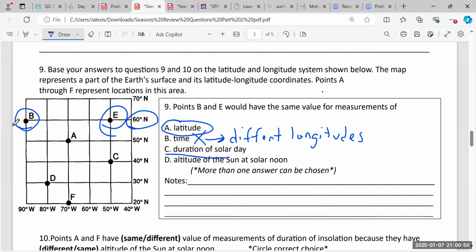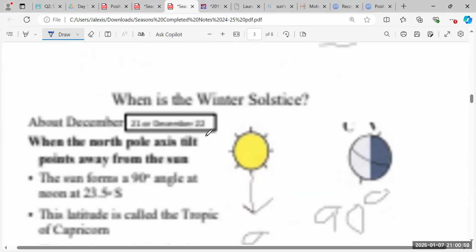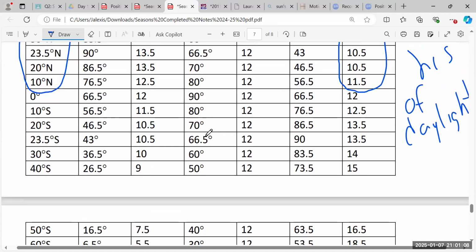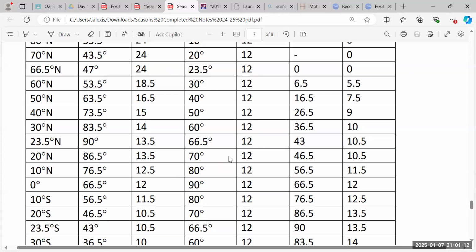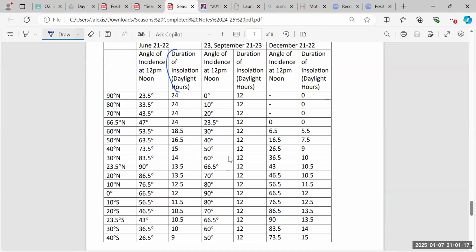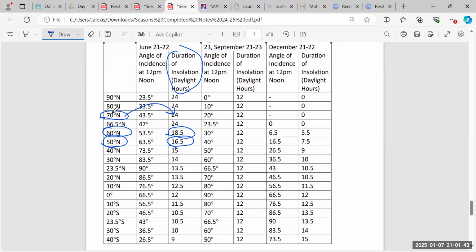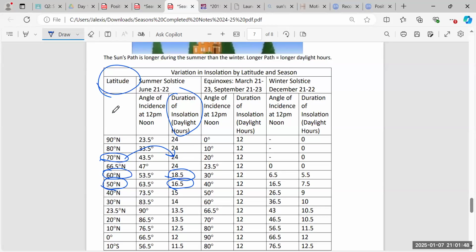If you have the same latitude, you have the same duration of solar day. If you look at our chart and scroll all the way down to the last page, either page 7 or 8, you'll notice that anytime we plotted or wrote down the duration of insolation, we only spoke about the latitudes, right? So whether you're 70 degrees north and 50 degrees west, or 70 degrees north and 40 degrees west, you're going to experience the same duration of insolation. If you have the same latitude, you will have the same duration of insolation. That's why this chart only has latitude to find out the different durations of insolation, and not longitude.